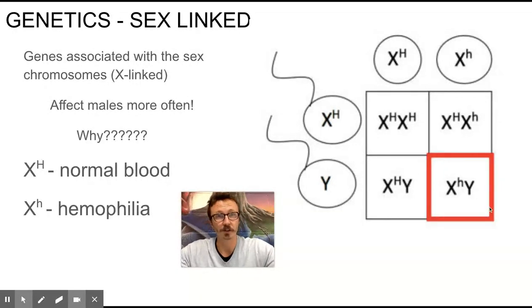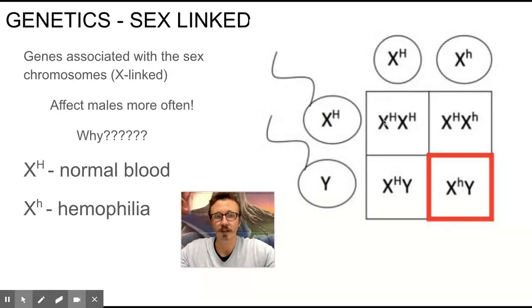Now, when you look at these questions, you need to be careful. If I were to ask you, what percent chance do these two individuals have of giving birth to a child with normal blood? Well, the answer would be 75%, because this child is normal, normal, and normal, right? They all have normal blood. What if I said, what percent chance do these two parents have of giving birth to a normal daughter? Well, now since I've only asked about the daughter, we're only looking at these two.